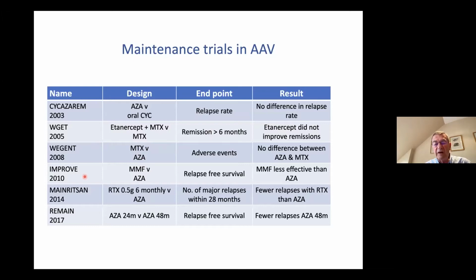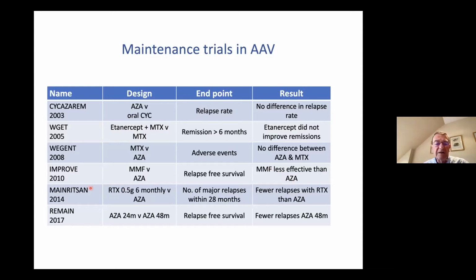And the Improved study from Europe compared MMF and azathioprine. And rather surprisingly, MMF was less effective than azathioprine. I think based on experience with transplantation, everyone thought MMF might be better than azathioprine. But in vasculitis, azathioprine was better than MMF, although MMF is a very acceptable alternative where azathioprine cannot be used.